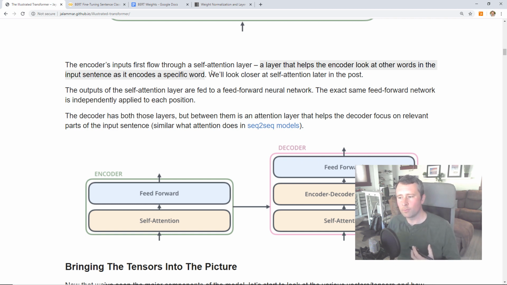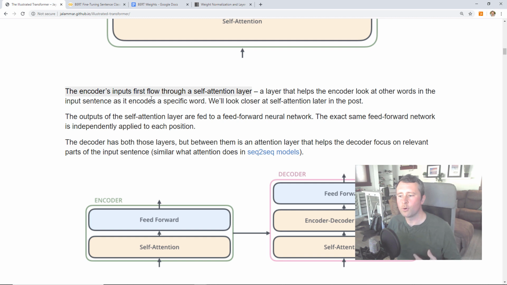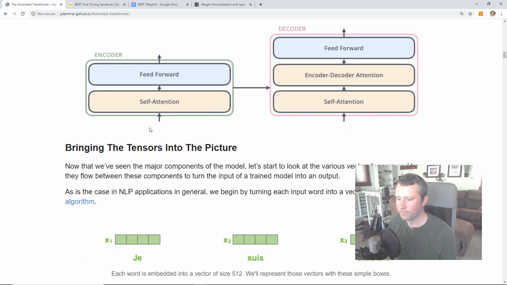So if we're encoding the word first in this sentence, then self-attention is going to take all of the other words around it and figure out how to incorporate those into the encoding of the word first. Then the outputs of the self-attention layer are fed to a feed-forward neural network, and the exact same feed-forward network is independently applied to each position.